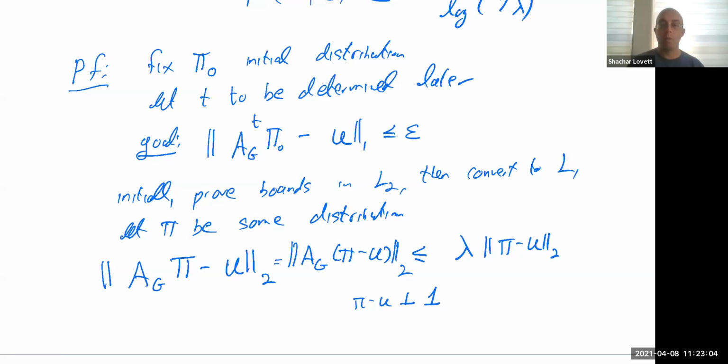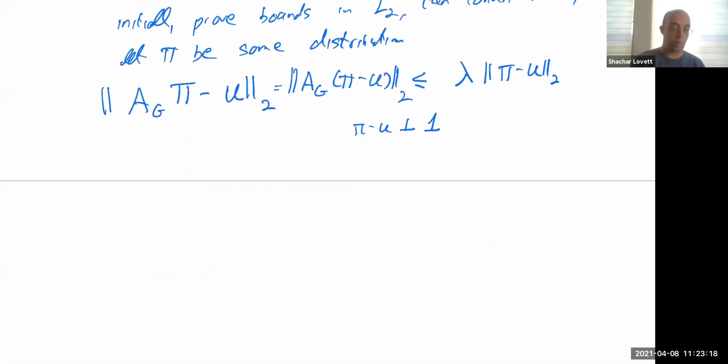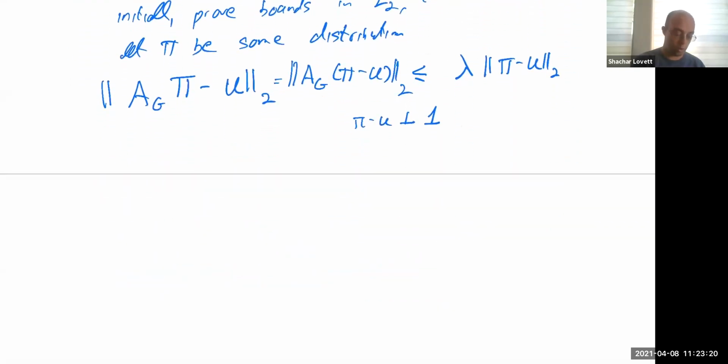So what did we see? We saw that if we measure distance with respect to L2, taking a single step by an expander shrinks the distance to uniform by a factor of lambda. Of course, if it does it one time, you can ask what if you do it many times. Taking t steps is going to shrink it by a factor of lambda to the t.